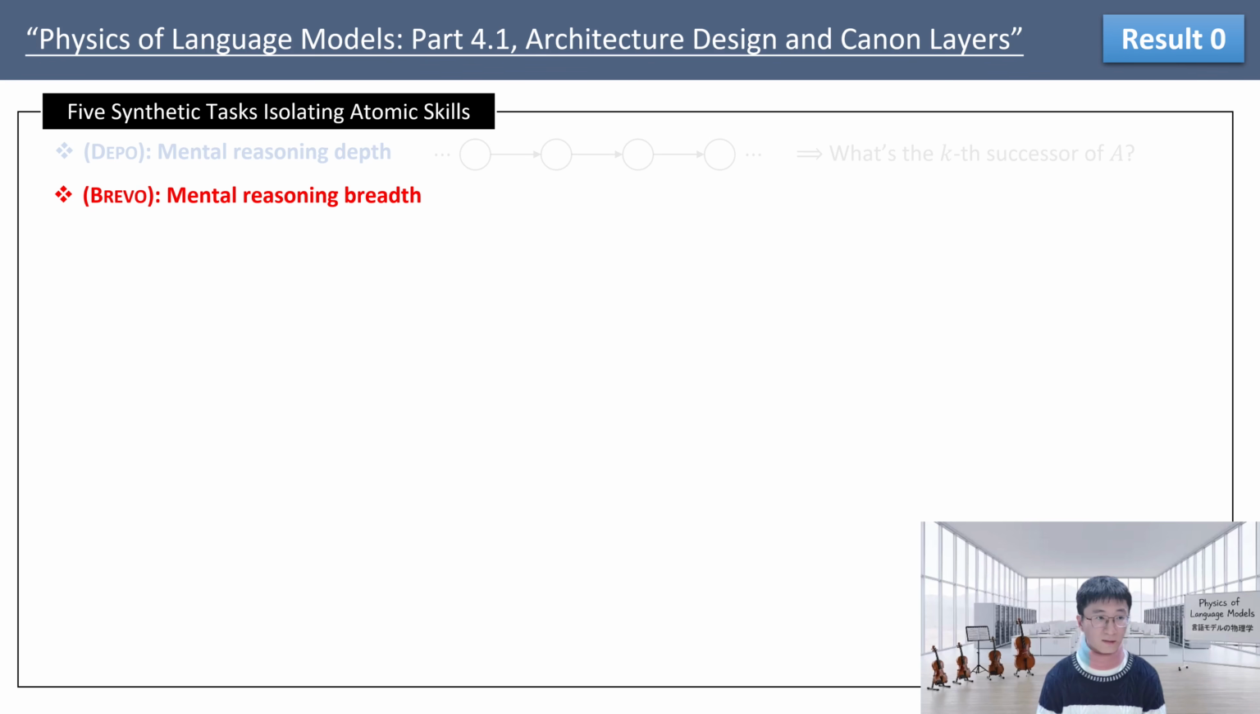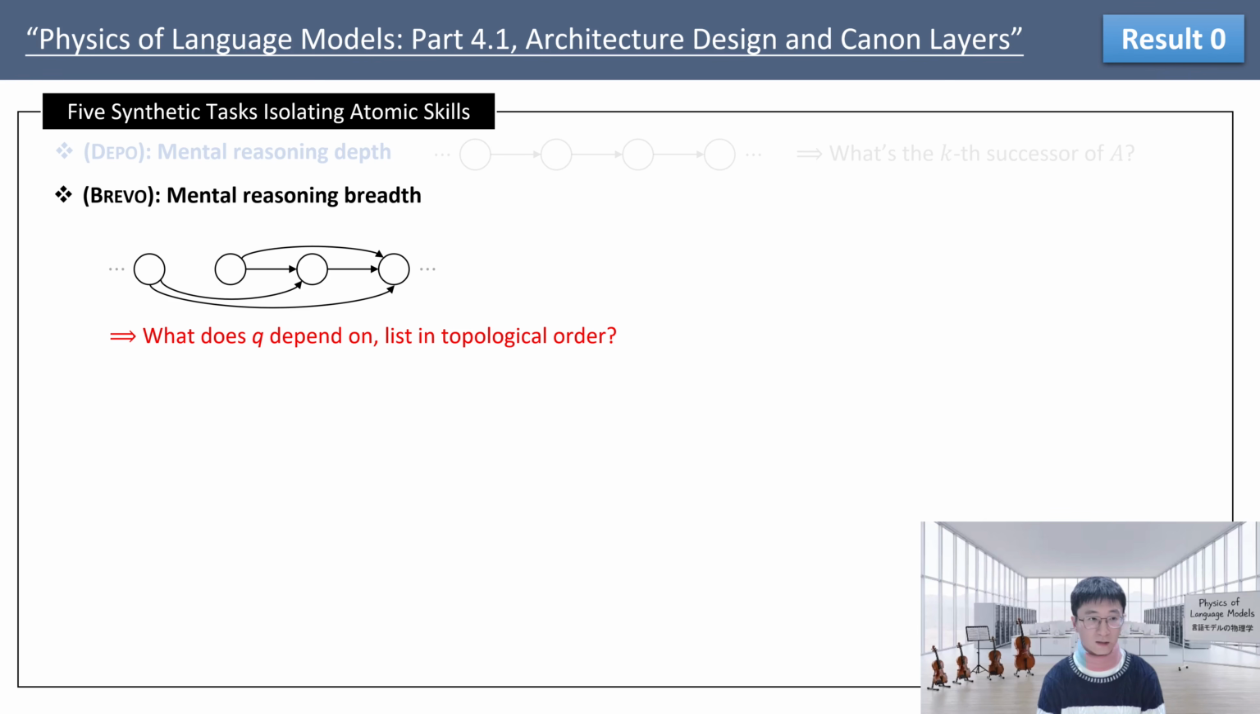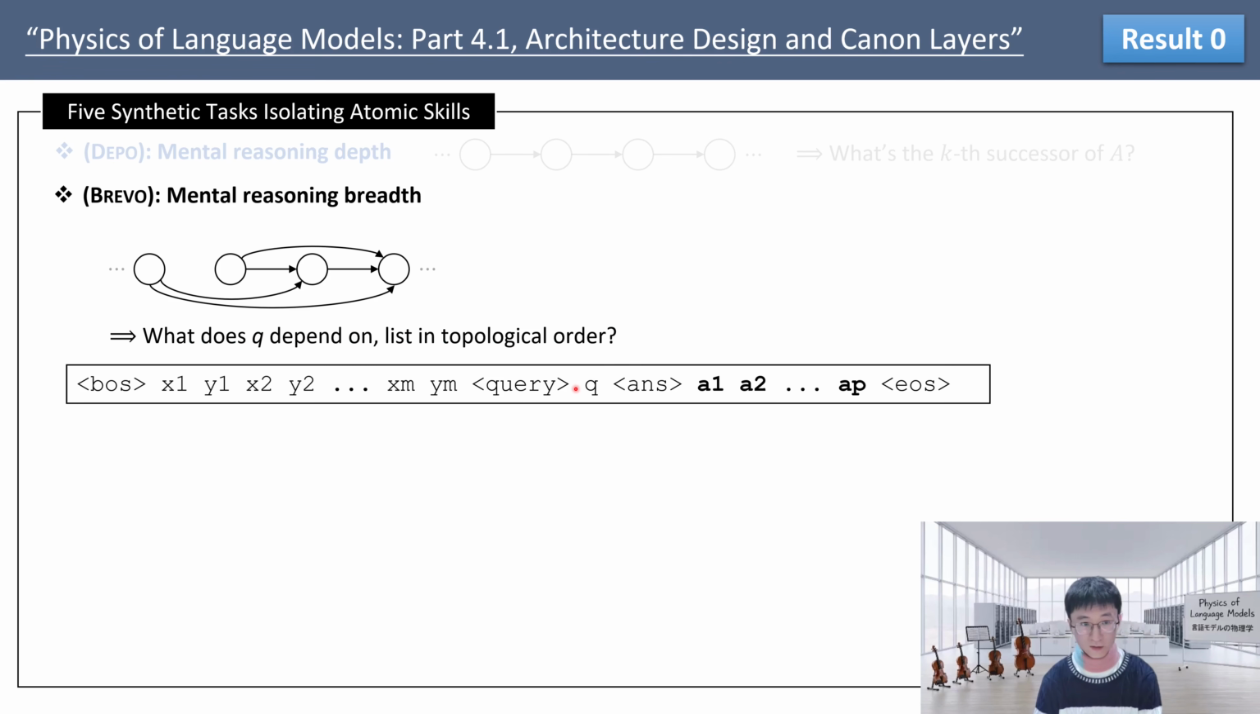In the second task, I'm going to test the model in terms of reasoning breadth. Instead of giving the model a permutation this time, I'm giving the model a directed acyclic graph, or DAG. And I'm going to ask the model: given a node Q, what does Q depend on in this graph? And answer in topological order. So the format of the data will look like this. You're given a graph with m edges, and then once you're given a Q, the model needs to answer what Q depends on in topological order. So this is how the data looks.